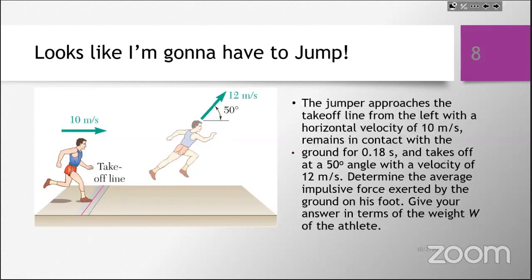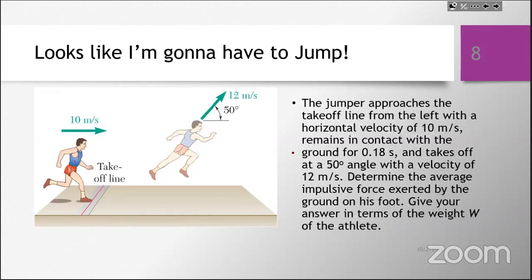The jumper approaches the takeoff line from the left with a horizontal velocity of 10 meters per second. He remains in contact with the ground for 0.18 seconds, takes off at an angle of 50 degrees with a velocity of 12 meters per second. We want to determine the average impulsive force exerted by the ground on his foot.